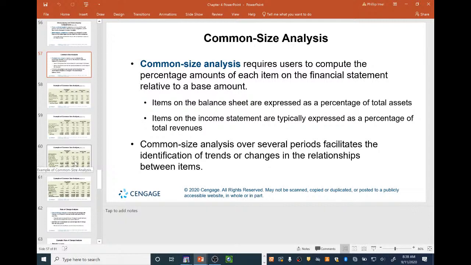Common size analysis requires users to compute the percentage amounts of each item on the financial statement relative to the base amount. Items on the balance sheet are expressed as a percentage of total assets. Makes sense. Items on the income statement are typically expressed as a percentage of total revenue, so that way you can see the revenues and expenses as percentages of total revenues. That way you can see how much each expense is absorbing of your revenue, right?